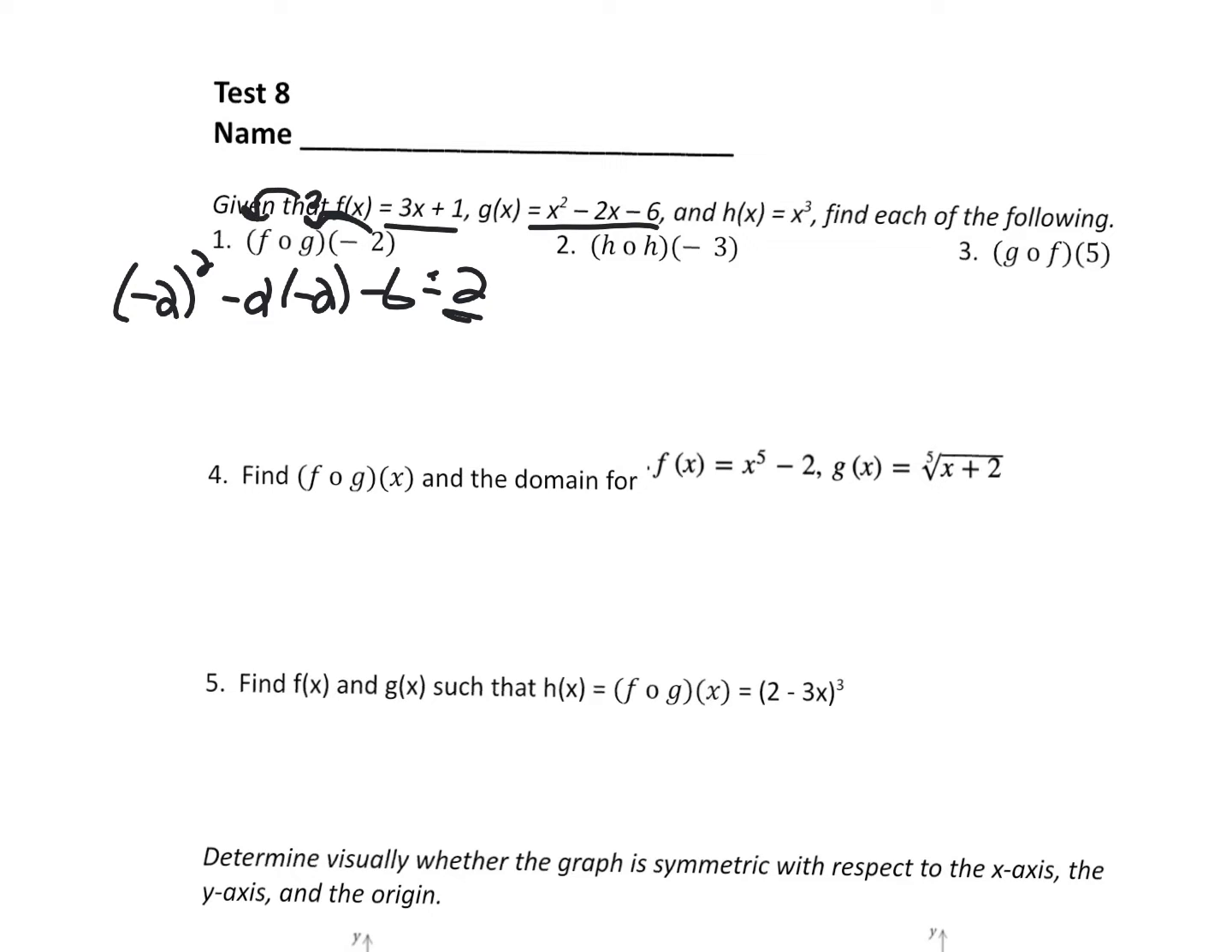and plug it into f, which is right here. So I'm going to say, okay, that's going to be 3 times 2 plus 1, which is going to be 7. That's the final deal right there. Okay, so that's all you do. Number 2, same type of deal.